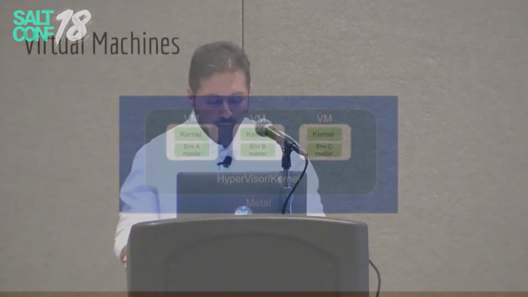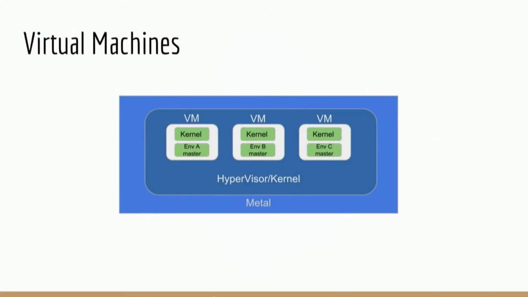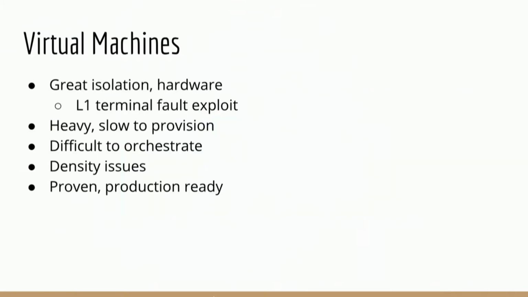So we looked at virtual machines, like the OpenStack route, and I'm sure most people are familiar with this. I'll just go over it. You have a compute, you have the hypervisor / kernel, and then you have the VMs, and they themselves have a kernel, and then you have a master running inside the VM. It's really nice because it has great isolation. It really has the isolation that we're looking for because it's isolated in hardware.